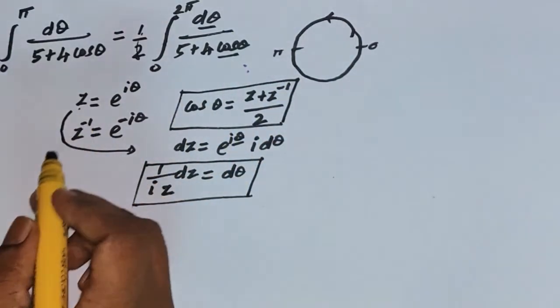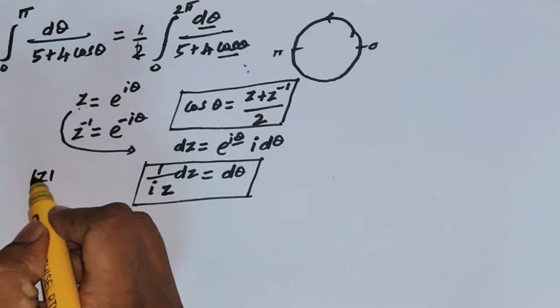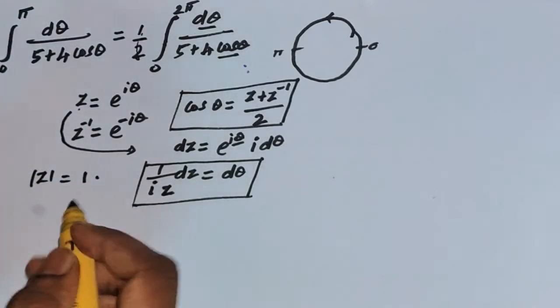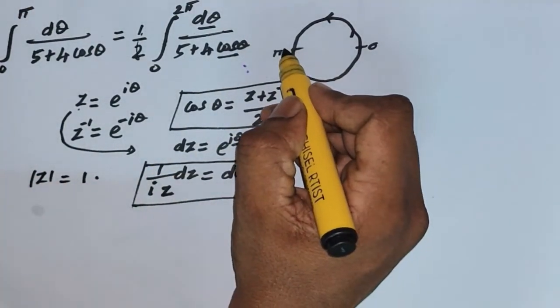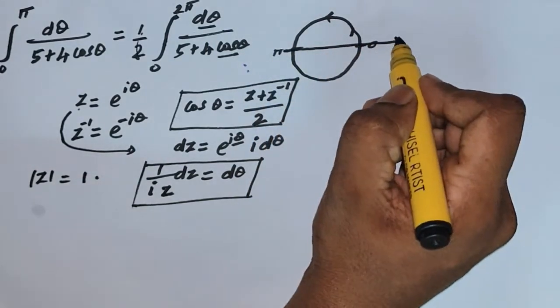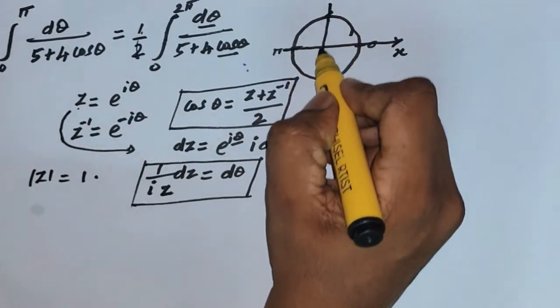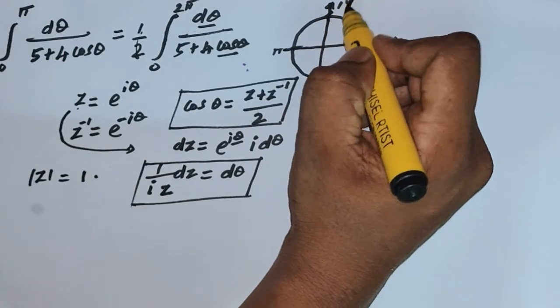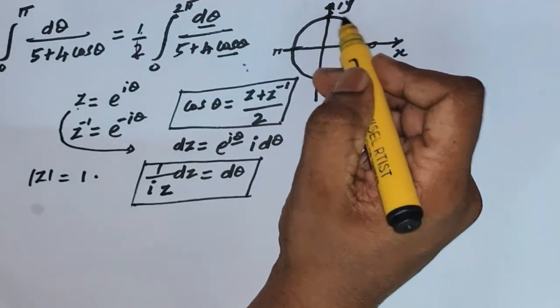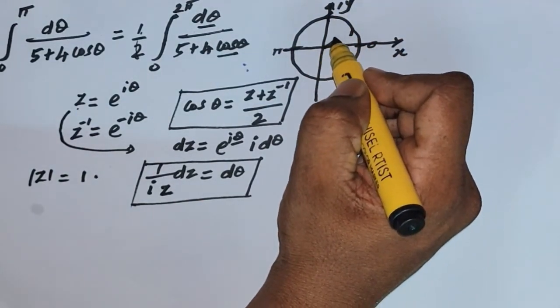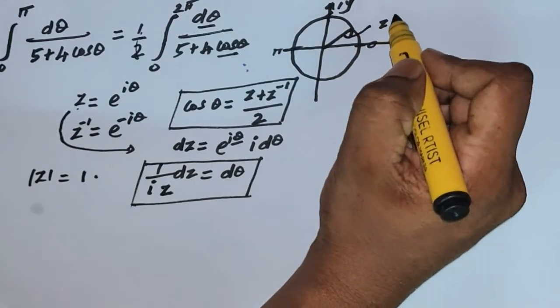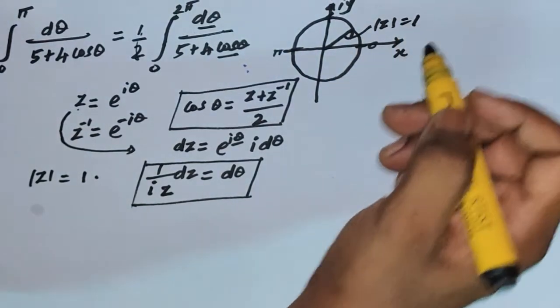So the mod of z, the magnitude, is equal to 1. That means it's a unit circle. In the complex plane, this is the x-axis and this is the iy, the y-axis. So this is a complex plane. The circle radius is unity. This is mod of z, which should be equal to unity.